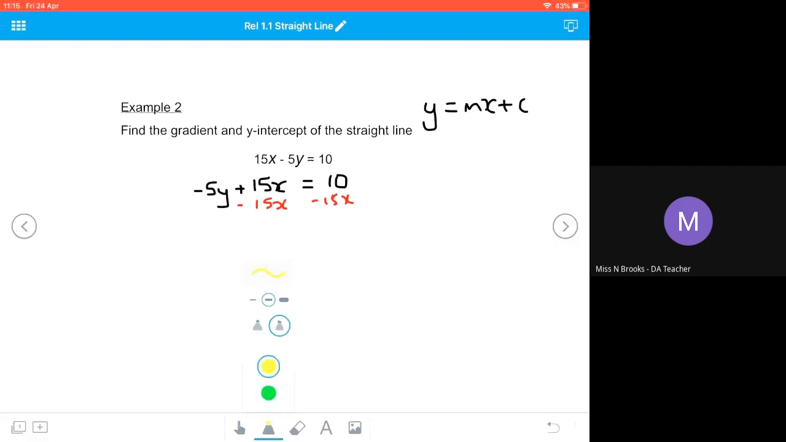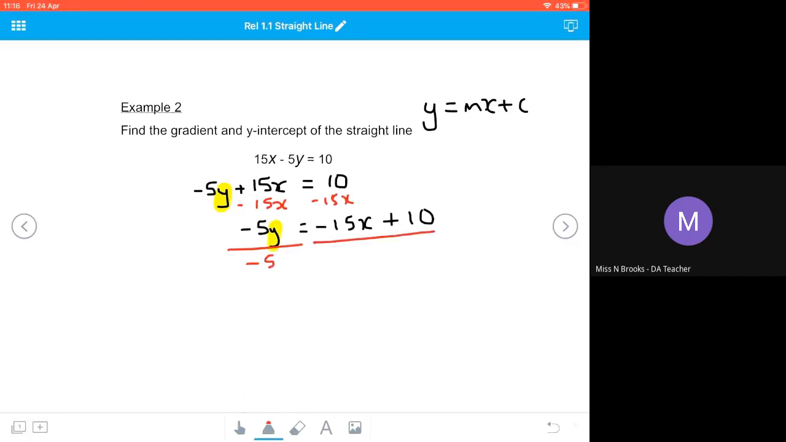Now remember, I'm isolating that y term, so I'm going to end up with negative 5y equals, and I'm going to write it in that format y equals mx plus c, negative 15x plus 10. Now I want to isolate that y term, so I need to get rid of the negative 5 because it has to be a positive y, because when my y equals mx plus c, y is positive. So I'm going to divide both sides by negative 5. So I'm dividing everything on the right hand side by negative 5. And so that's going to give me y equals, and negative 15 divided by negative 5 is 3x, and 10 divided by negative 5 is negative 2.